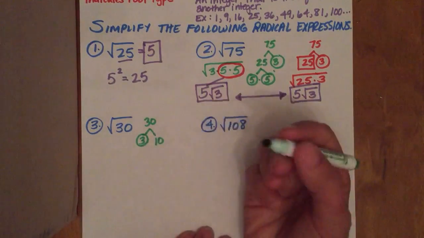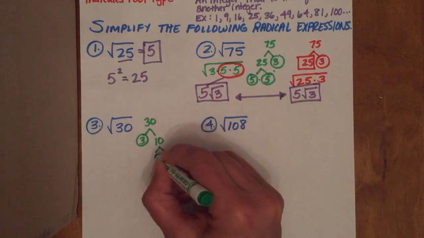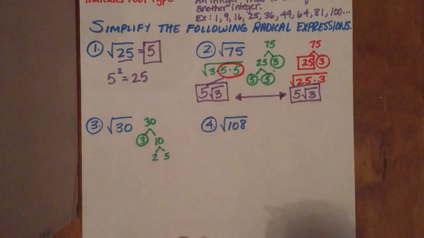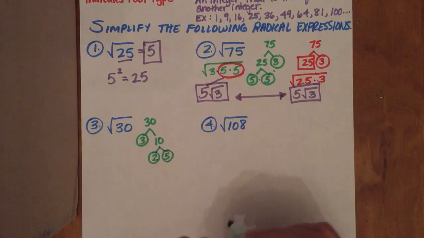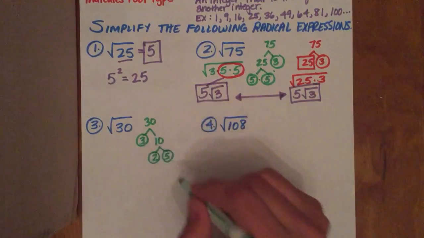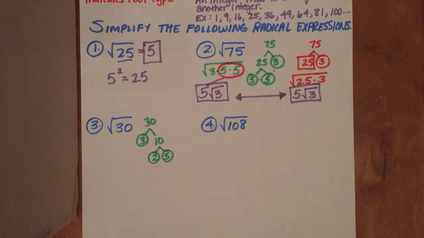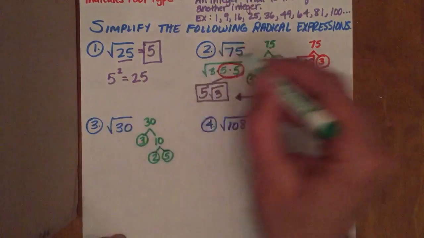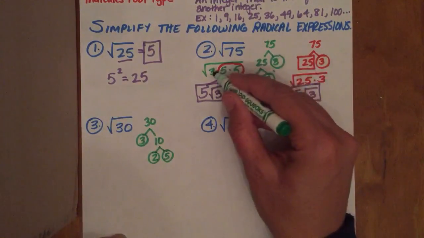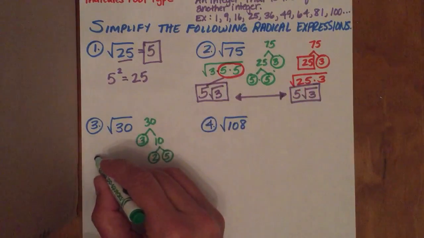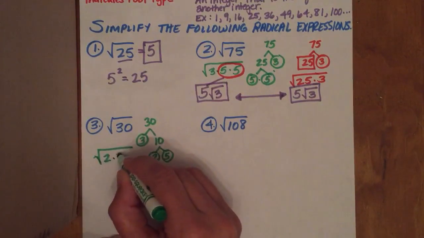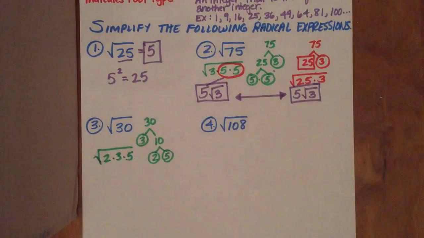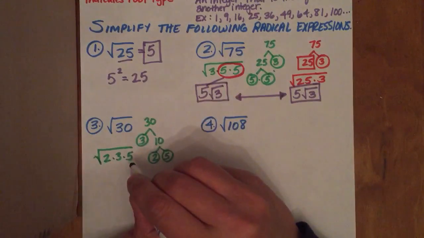So let's look at 10. 10's not prime. I can actually break that down a little bit more. So I have 2 times 5. Now both of these guys are primes. So now I'm done. All of my branches have been completed. I've gotten to prime numbers. So let's rewrite this. Just as we did up here with the 75, 3 times 5 times 5, I'm going to rewrite the square root of 30 as the square root of 2 times 3 times 5. So I've taken all of my prime factors.